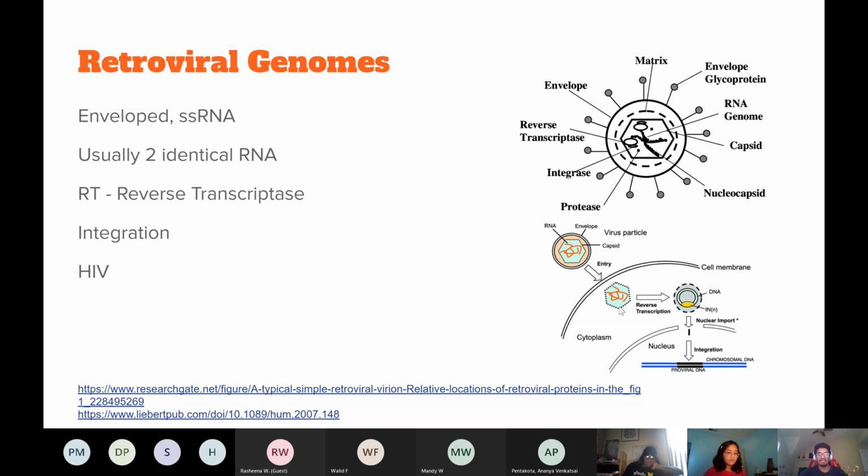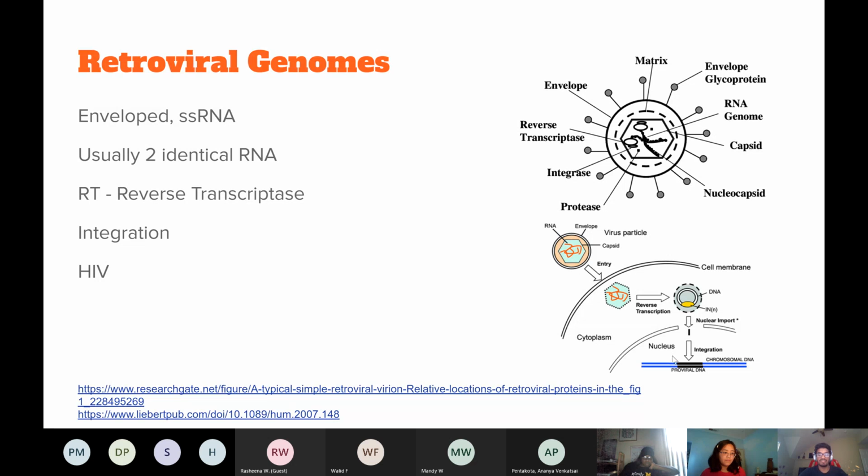Now, the key thing here is that when the capsid releases the RNA, they use a protein called reverse transcriptase that takes them back to DNA, which can then be integrated into the genome of the cell.